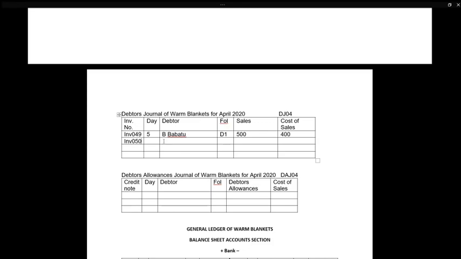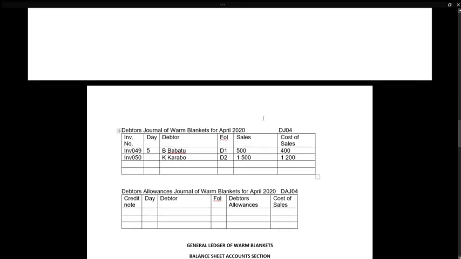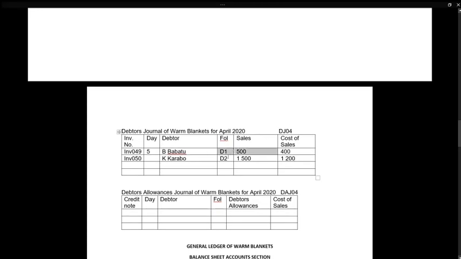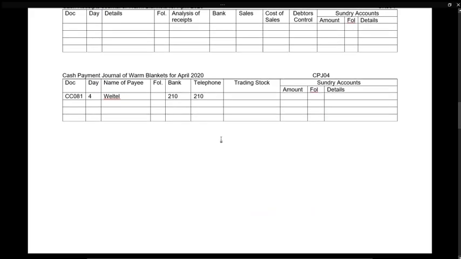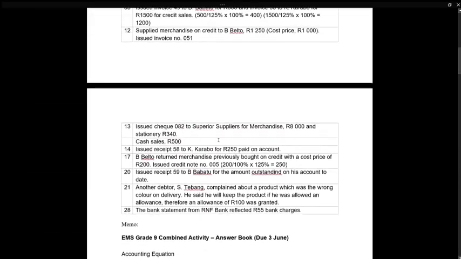Then second one, invoice 050, it also took place on the 5th, so I'm not going to write the 5th again, and the debtor was K Karabu. Okay, that will be D2. The selling price, they gave it to us 1,500, and we calculated our cost price to be 1,200. Right, that's that for the 5th. So basically Babatu owes us 500 Rand, Karabu owes us 1,500 Rand now.